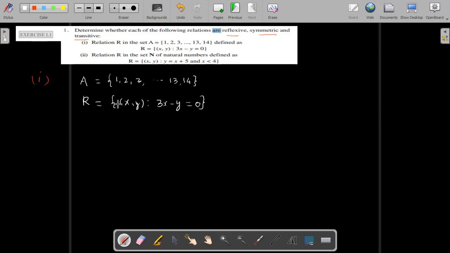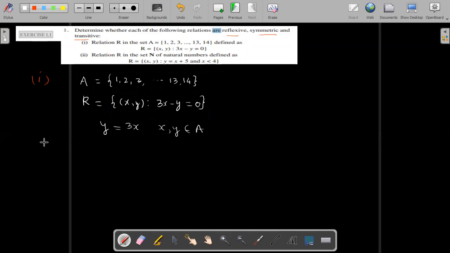But you know that it will have 14 into 14 ordered pairs. If you write its universal set, it will have 14 into 14. So (1, 1), (1, 2), (1, 3) like that, (2, 1), (2, 2), (2, 3), (2, 4). But we have to check this condition. The condition is 3x minus y equals 0, which means y is equal to 3x. Correct? And x and y both belong to A.